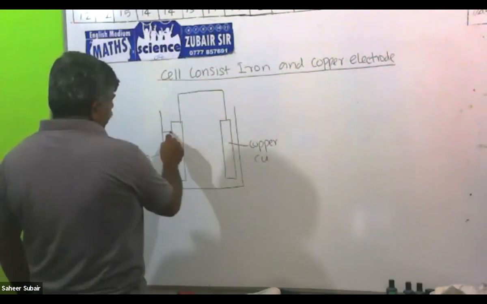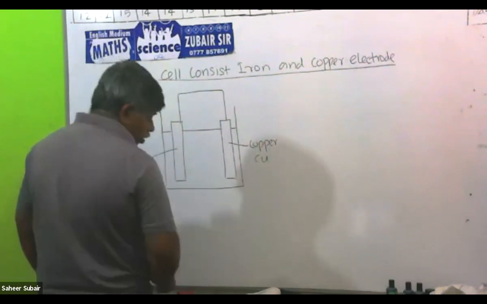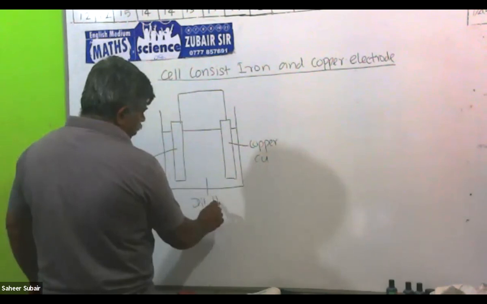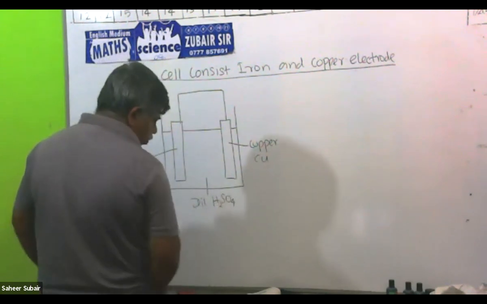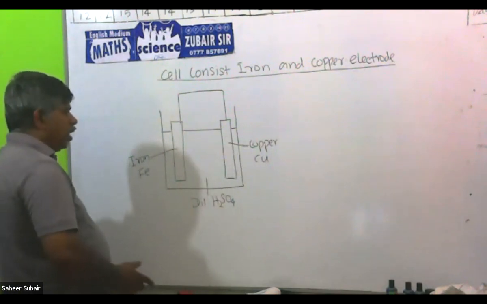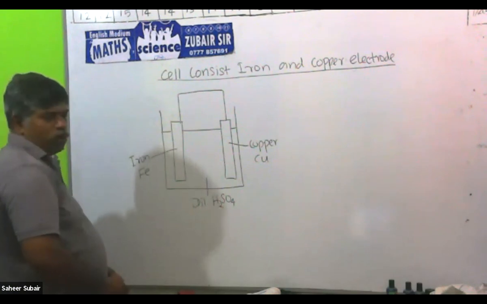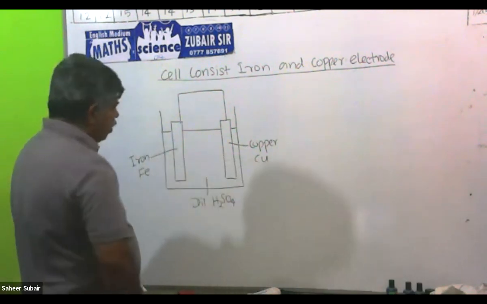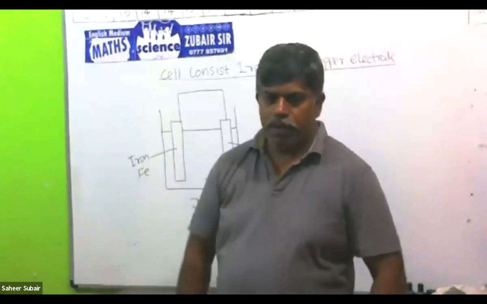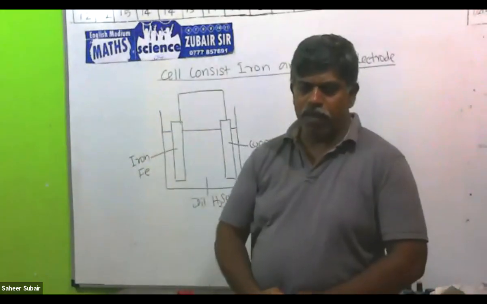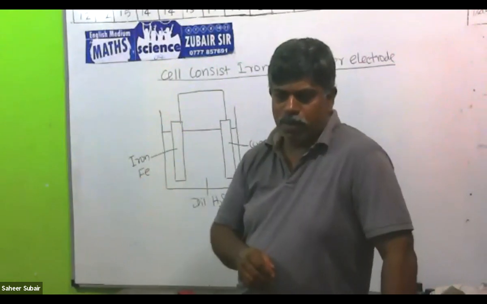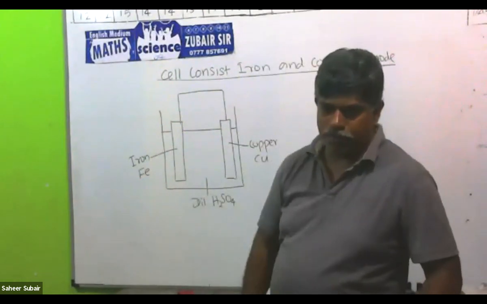Now, what is the liquid found in this? The liquid given is diluted sulfuric acid, H2SO4. Then in the cell, one is anode, the other one is cathode. Now, what is happening here? Iron and copper are there. So both are metals. Then one of these becomes a positive ion, a cation, by losing the electron. Then which one starts that work?